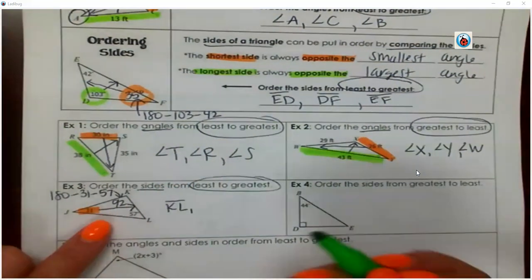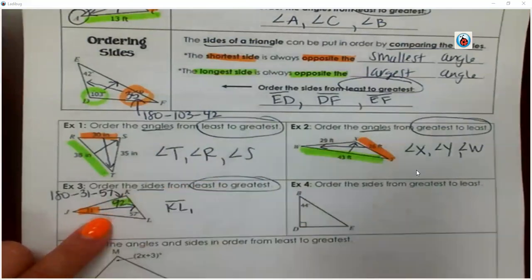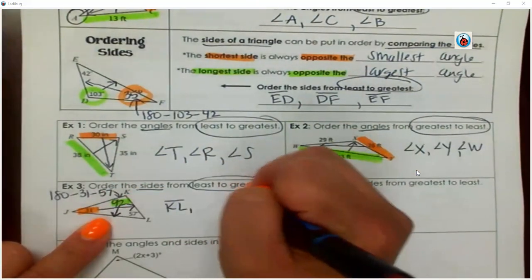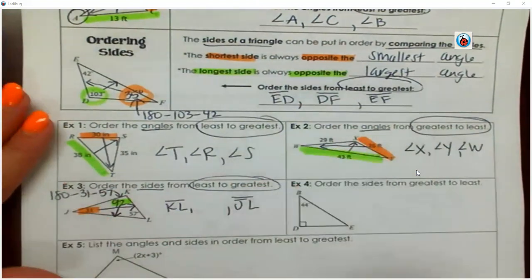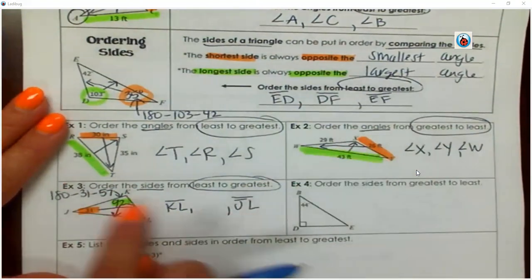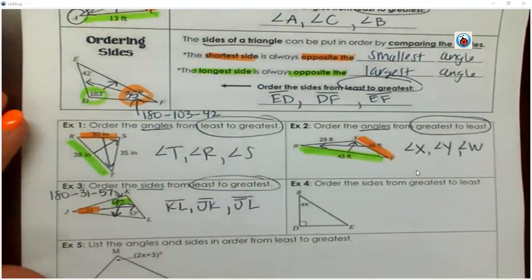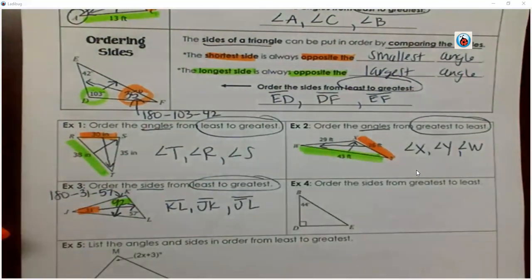Then I find the largest angle, which is 92, and the opposite for that one is going to be JL. Then that means the only one that's left that I have not used is this side right here, which would be referred to as JK or KJ.